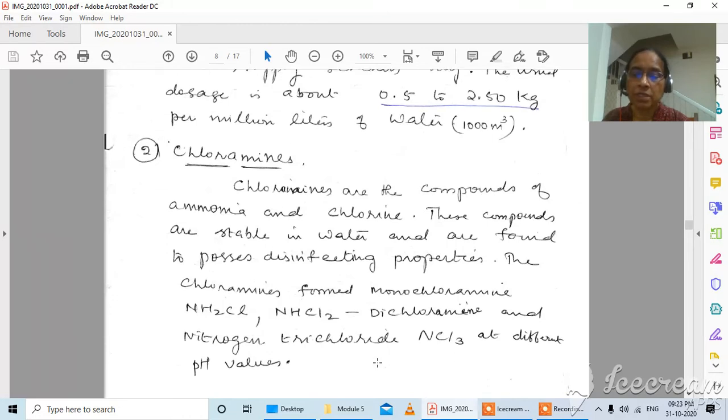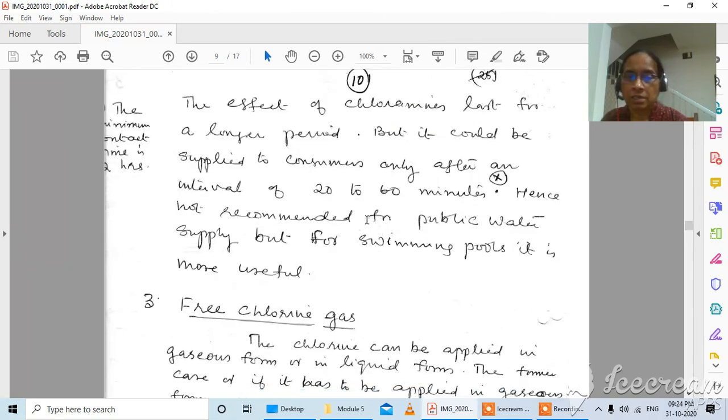at different pH values. So the chloramines are compounds of ammonia and chlorine, and these compounds are stable in water and have disinfecting properties. So these chloramines are formed in different forms, that is monochloramine, then dichloramine, and nitrogen trichloride, at different pH values. That is another form.